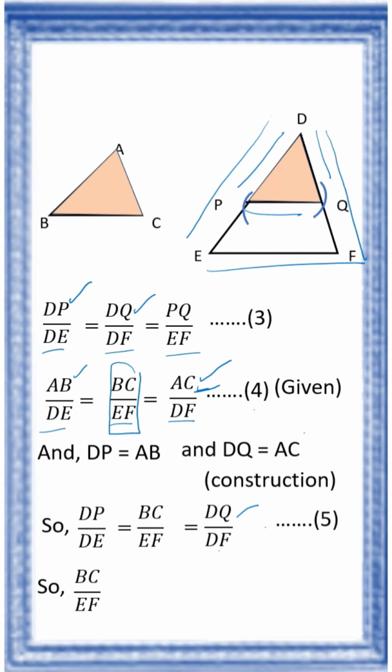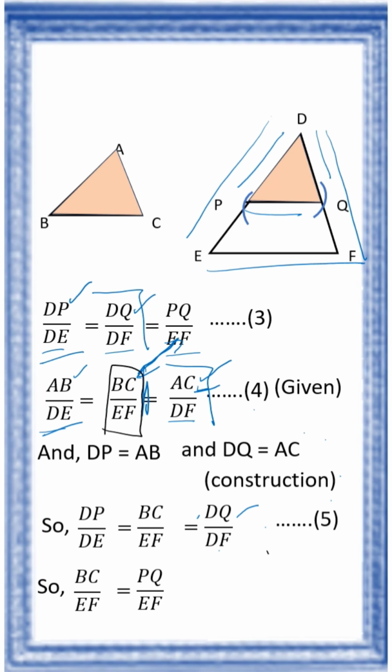So BC/EF is equal to this one, is equal to PQ by, only these two remain. Other things are the same. BC/EF and PQ/EF are the same from 3 and 5. A little bit of confusion will be there. You practice and understand. Once again I will tell.